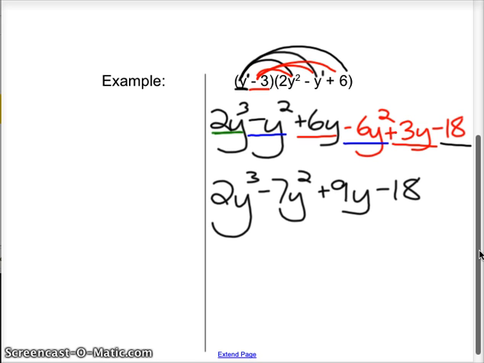All right, so that's what this process looks like. And again, very, very similar to FOIL. It just doesn't have the same order, the same acronym, but essentially it's accomplishing exactly the same thing. And this is how you're going to deal with whenever you have a binomial times something greater, so a trinomial or anything like that. This is the process you will use.